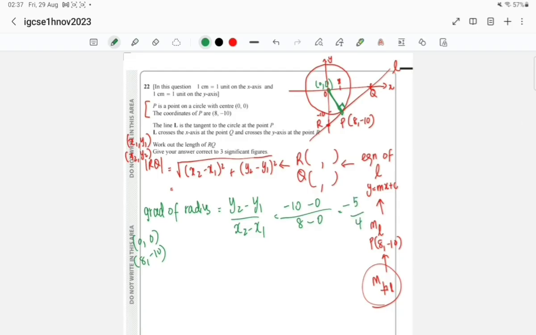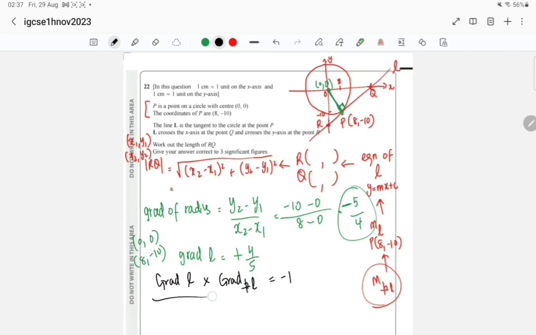Now we know how to find the gradient of L. Take the reciprocal of this one and just change the sign. So this will be positive 4 over 5. Why do I do this? Take the reciprocal and change the sign. If it is negative, it will become positive because the gradient of a line L multiplied by the gradient of a line perpendicular to that L should be equal to minus 1. This is something to remember.